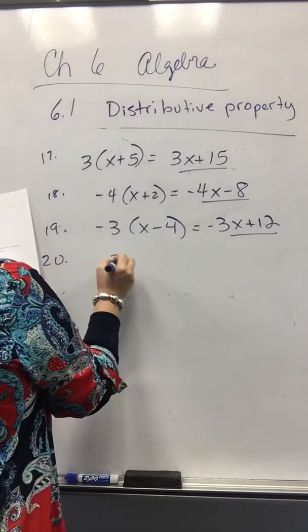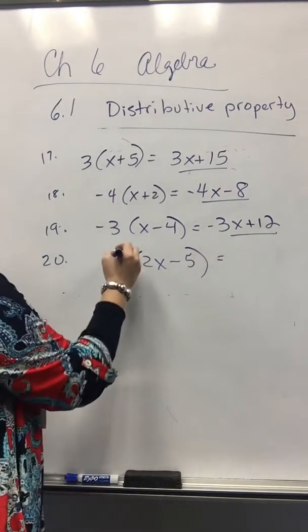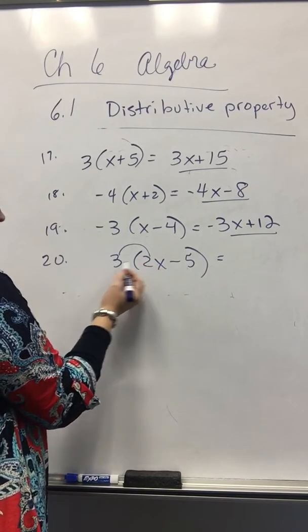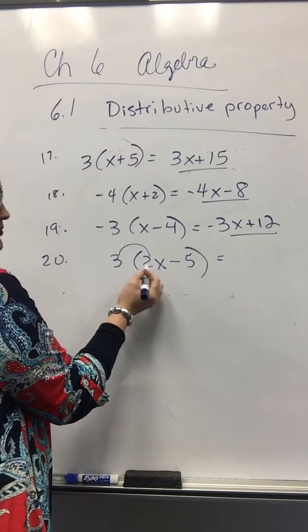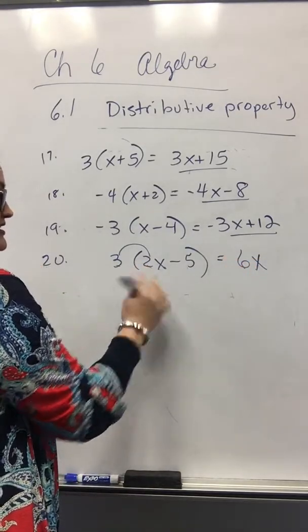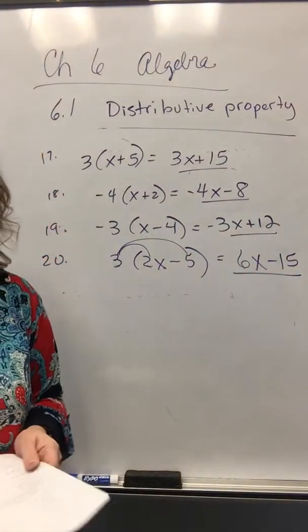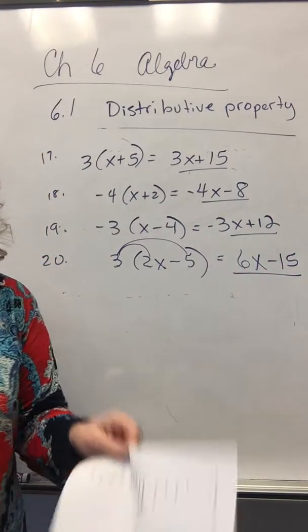Number 20, 3 times 2x minus 5. Let me mention that. It's a little bit different since it has a coefficient here. You do the 3 times the 2x. Go ahead and multiply the 3 times the 2 part, get 6, and put the x on it. So it'll be 6x, and then 3 times minus 5. 6x minus 15 there. All right, so practice with distributive.